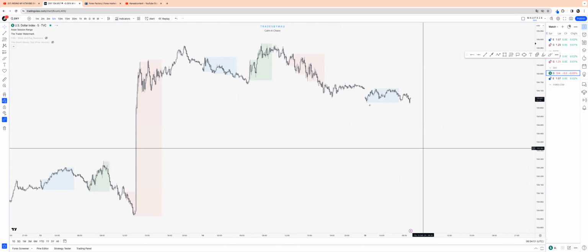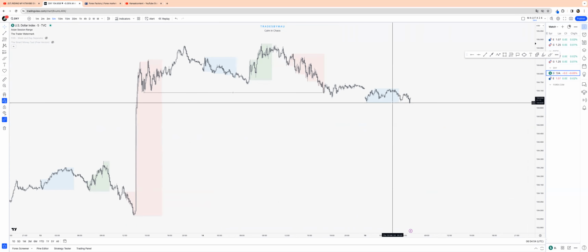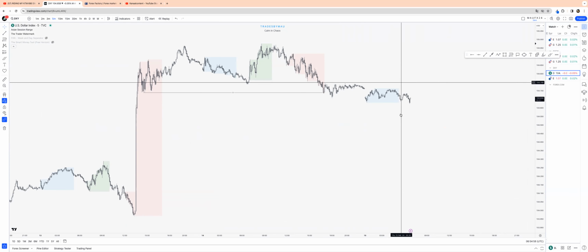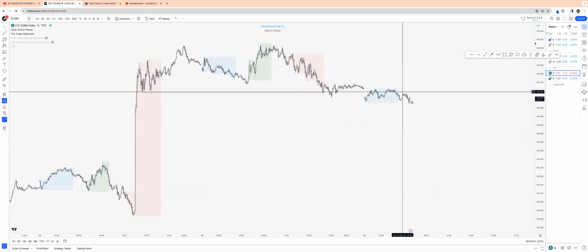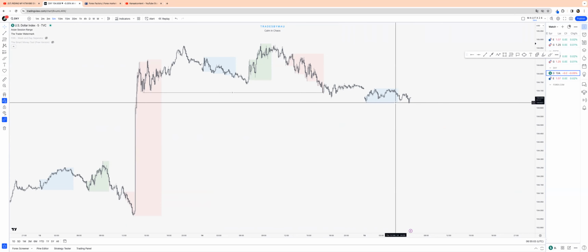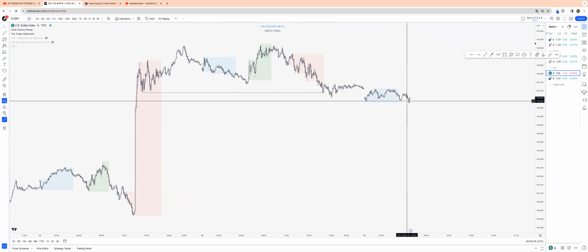DXY, see what happens, and just when price gets close to an entry or entry scenario, we just look at DXY and look at the most recent liquidity points and see from where to where it can move and if that lines up with our trade.